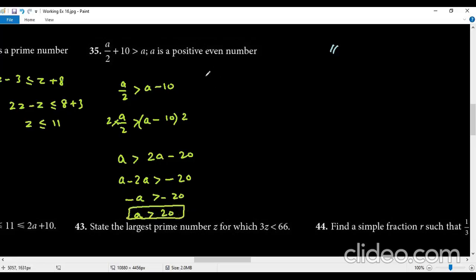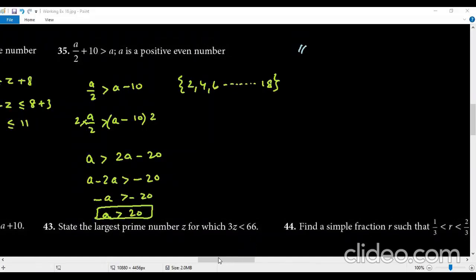So all the values will be positive even numbers. So for question number 35 the answer is going to be 2, 4, 6, 8 onwards till 18, because it should not be greater than 20. Now this is going to be your final answer. Moving on to question number 36.